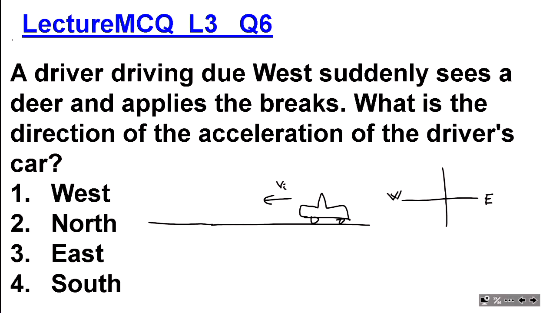And suddenly, a deer comes up. And what's happening? Is the driver speeding up or slowing down? Slowing down. You have to say it in words. And that's just your common sense.